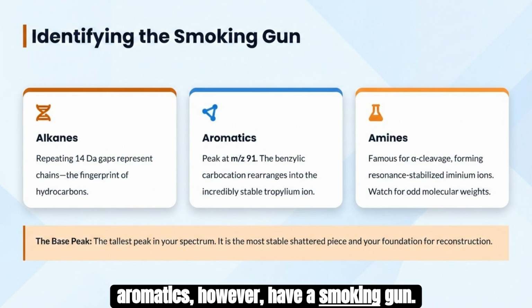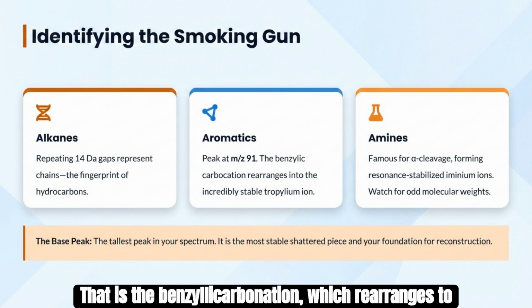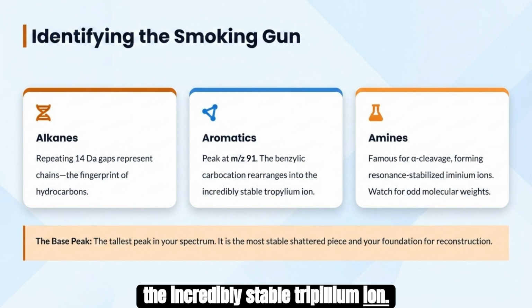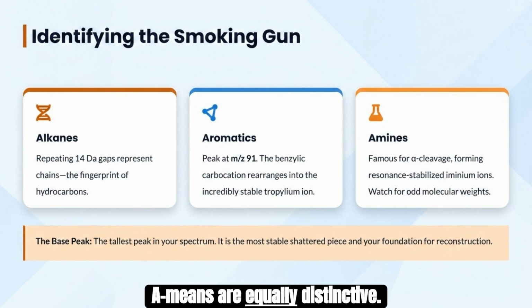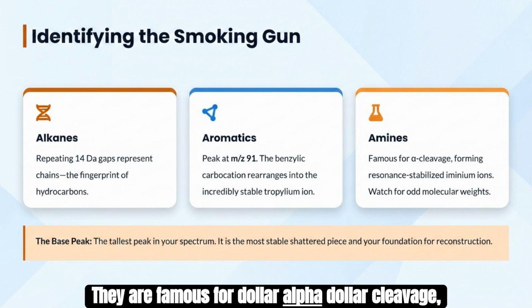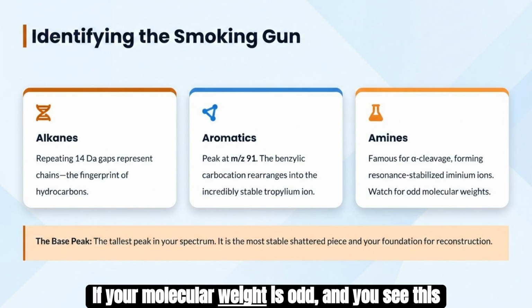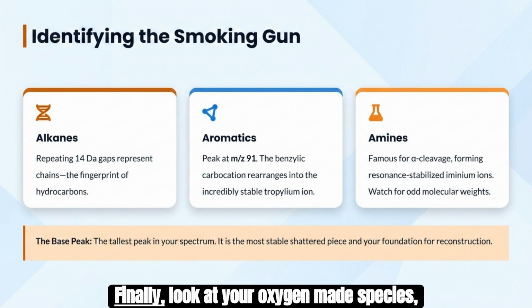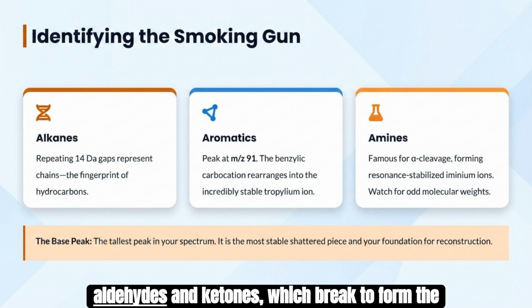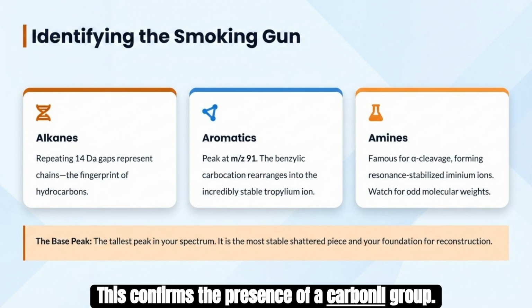Aromatics, however, have a smoking gun. If you see a peak at m/z 91, stop everything. That is the benzylic carbocation, which rearranges to the incredibly stable tropylium ion. It is absolute proof that your molecule contains a benzene ring. Amines are equally distinctive. They are famous for alpha cleavage, which forms resonance-stabilized aminium ions. If your molecular weight is odd and you see this specific cleavage, you've likely caught an amine. Finally, look at your oxygenated species, aldehydes and ketones, which break to form the acylium ion. This confirms the presence of a carbonyl group.